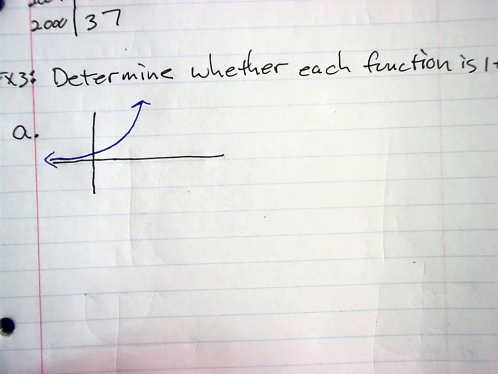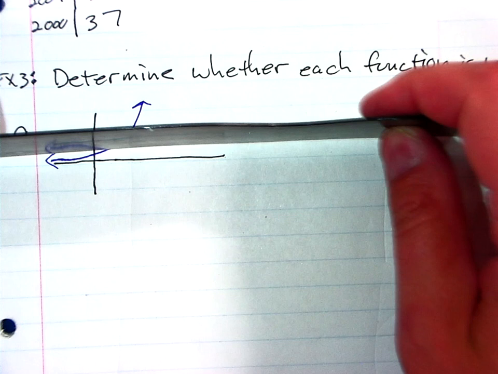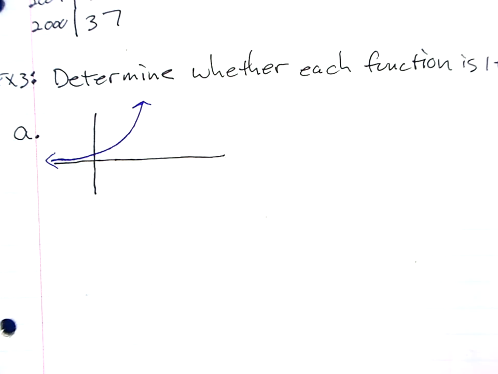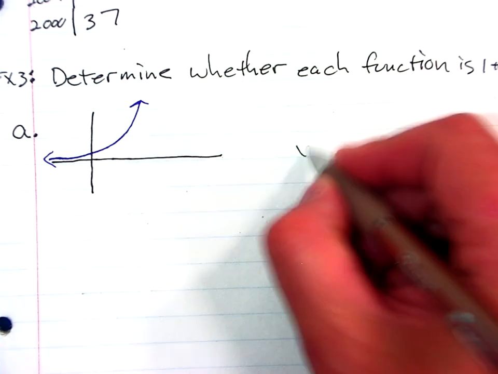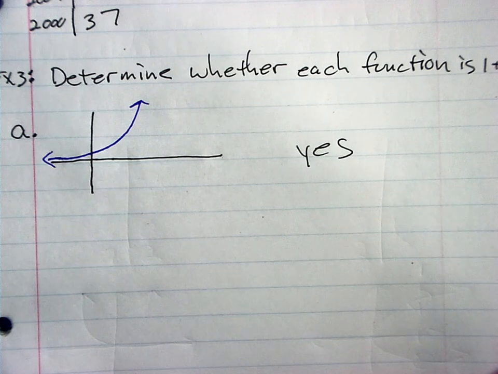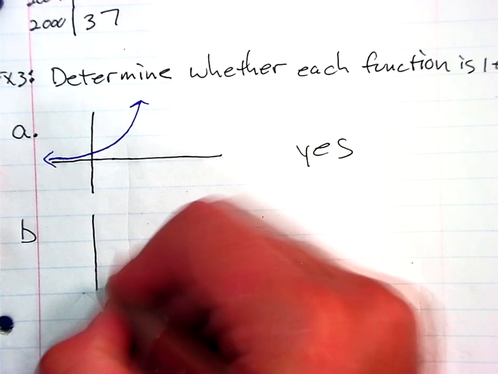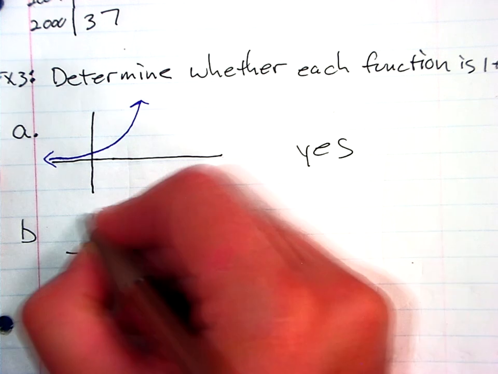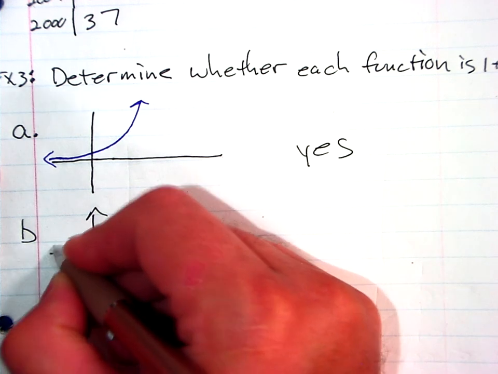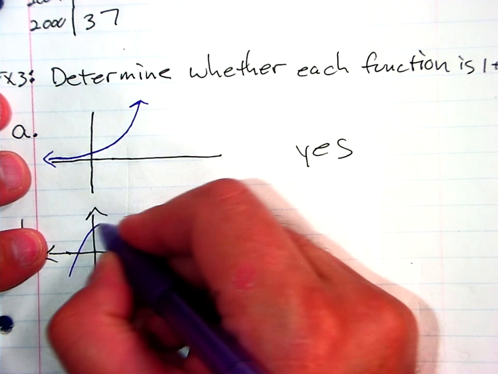All right, so if I draw a horizontal line, does it ever cross my purple line more than once? No, so it is a 1 to 1. So my answer is yes. All right, let's try another one. All right, we have an upside down parabola.